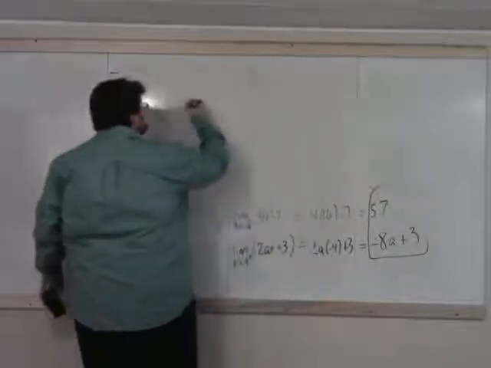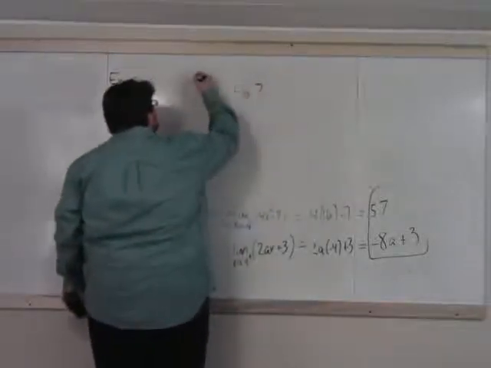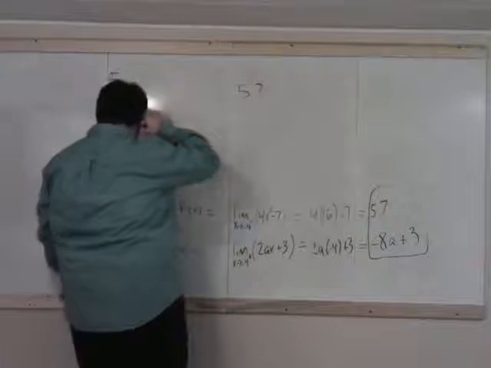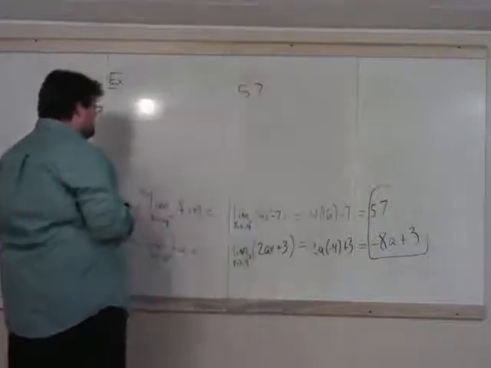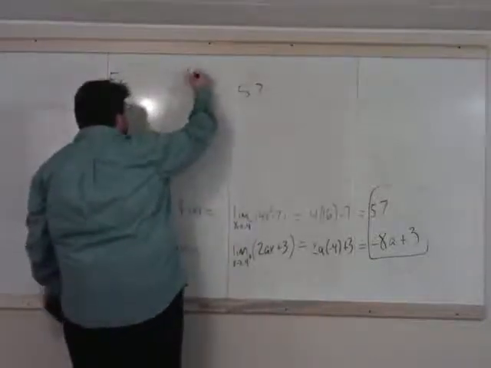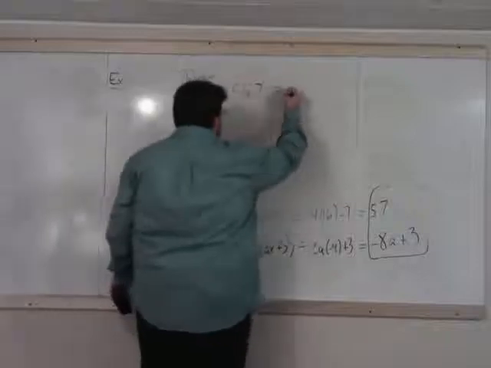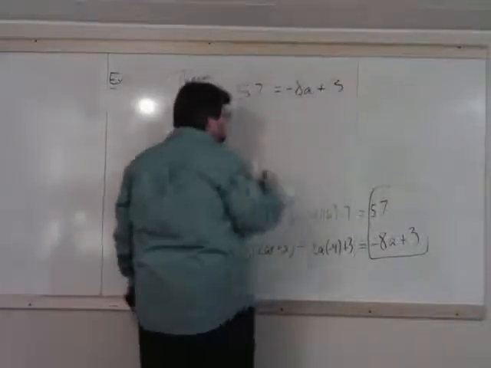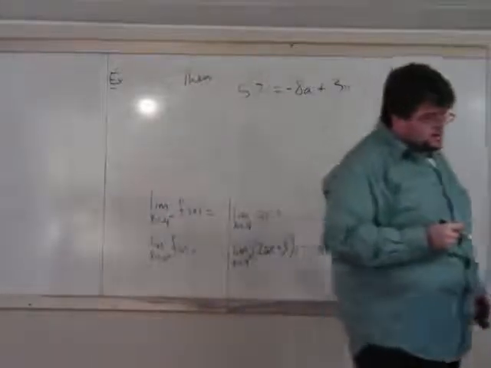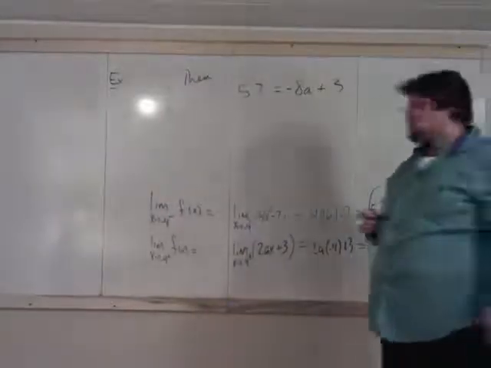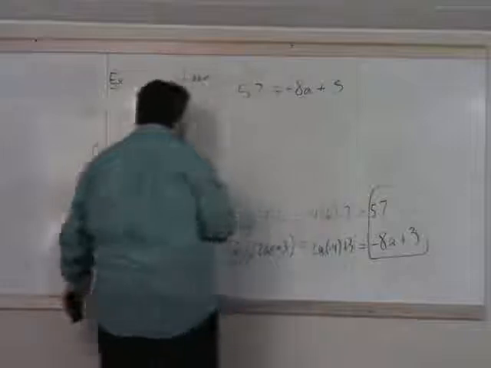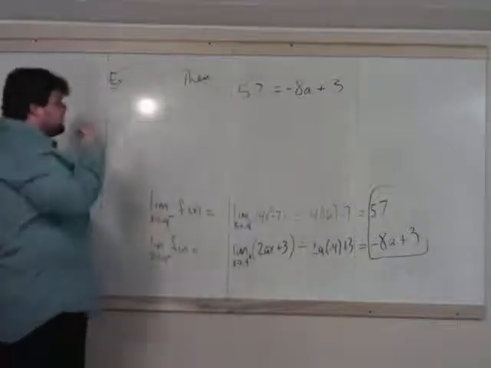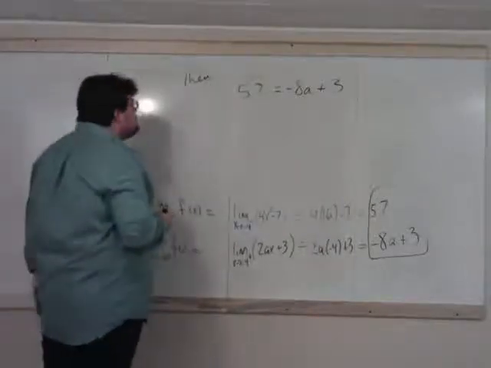So, what do we have? 57. Then 57 equals negative 8a plus 3. Are those the right numbers I have over here? Yeah, okay. I guess I didn't do this example in a few months. I didn't expect this fraction to reduce, but I guess it does.